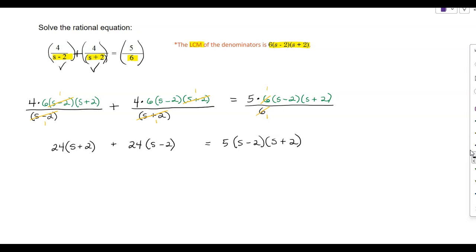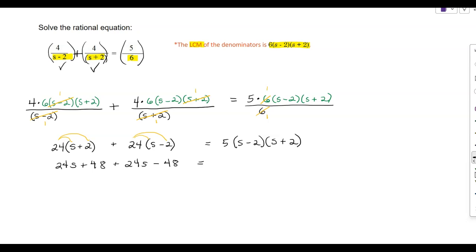Okay, now let's go ahead and make this even nicer looking. We're going to distribute these 24s carefully. Watch your signs. 24 times s, 24 times a positive 2, positive 48. Okay, 24s again, plus 24s, right? 24 times negative 2 is going to give us a negative 48.